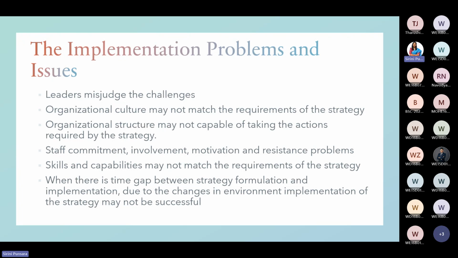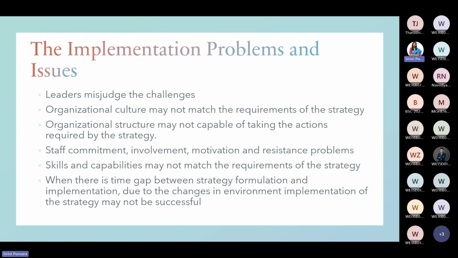Another thing is company culture may not match with the requirements of the strategy. In that case, it will be difficult to implement. Sometimes there can be resistance from employees, and structure may not be capable of taking the action required by the strategy. Then employees may not be committed, involved or motivated enough to implement the strategy, because we need their support when we do a certain change within the company. But if they are not involved, if they resist, then there will be problems. And skill capabilities may not be enough. Resource shortage can be there.